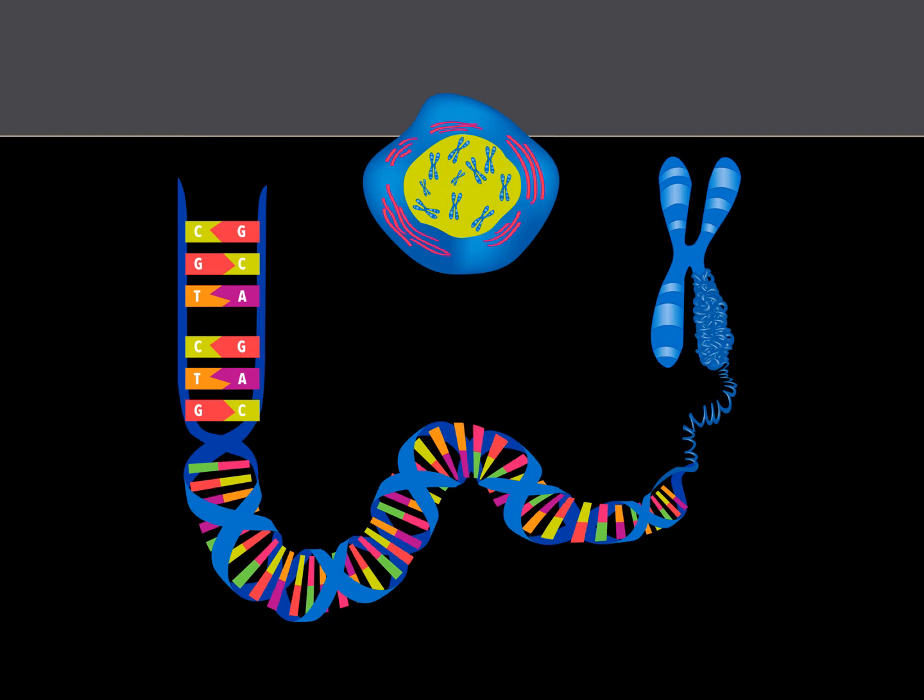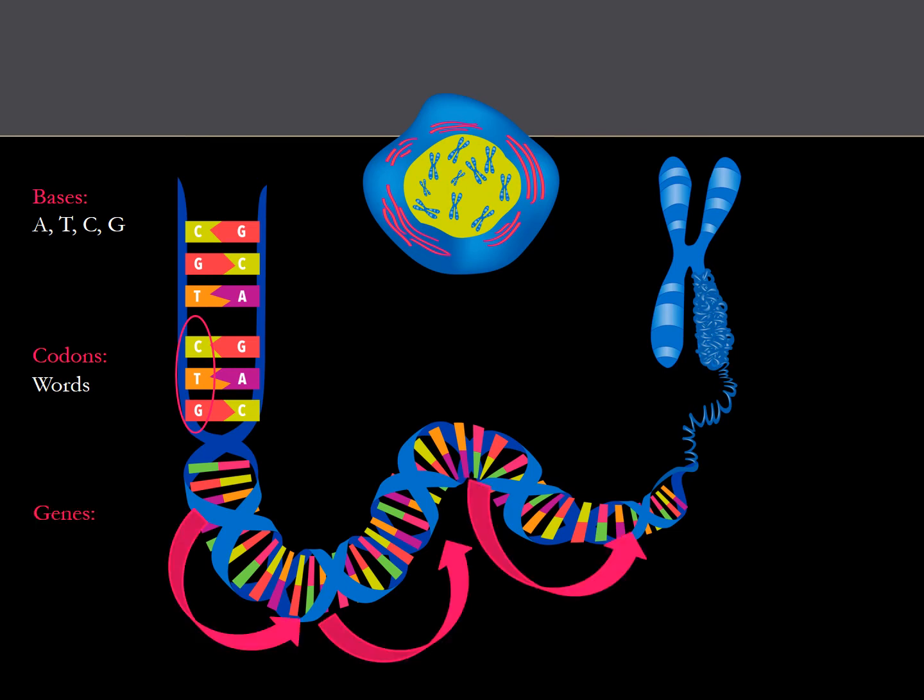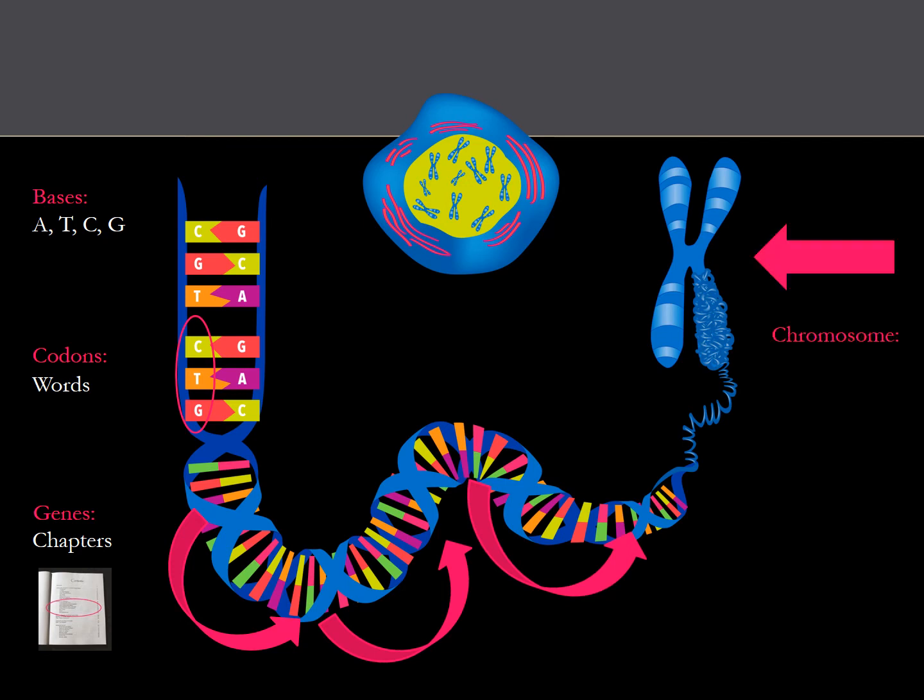Or, going from smallest to largest, individual nucleotide bases, which are like letters, make up codons, which are like words, that make up genes, which are like chapters, that make up chromosomes, which are like individual books, which all together make up all your DNA, and are like a series of books.